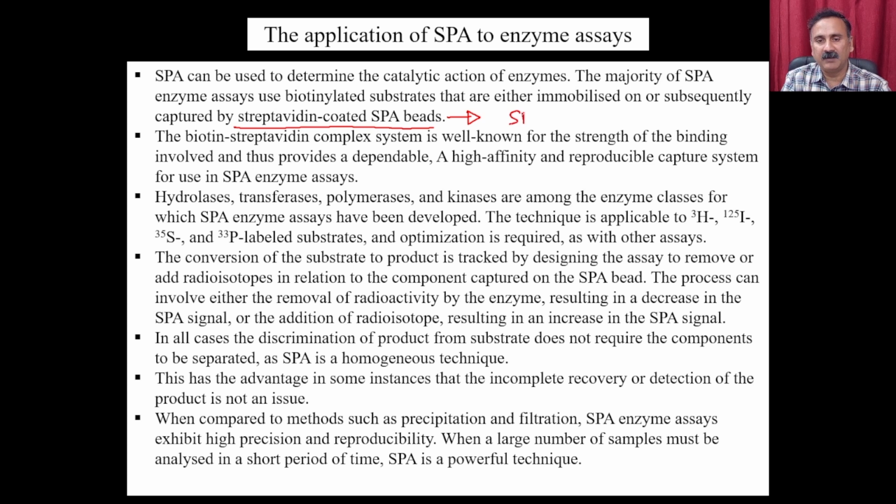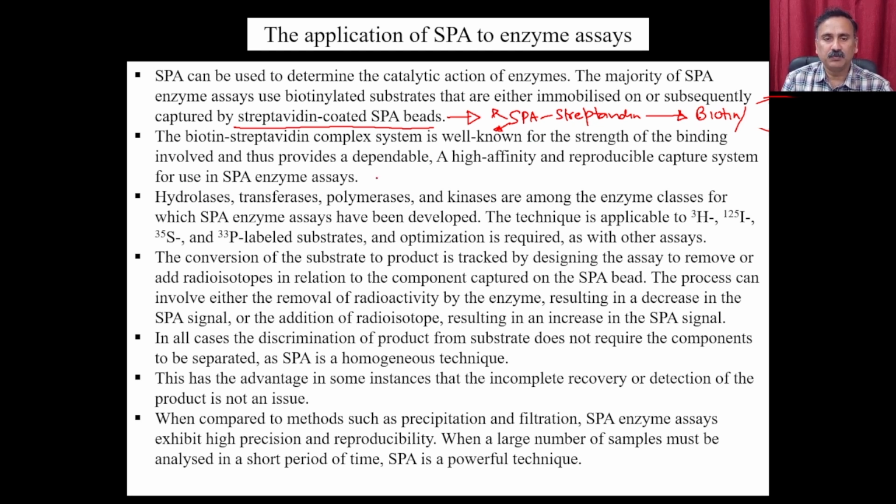So you can have the SPA beads coupled with streptavidin, and you know that streptavidin has a very strong affinity for biotin. So if you have biotin on your substrate, as soon as the substrate is captured by the SPA beads, they are going to start emitting light, and that's how you can quantitate that light and calculate the concentration of the enzyme.